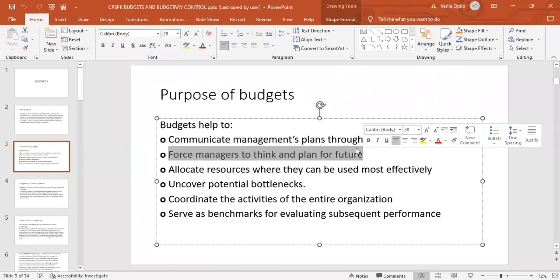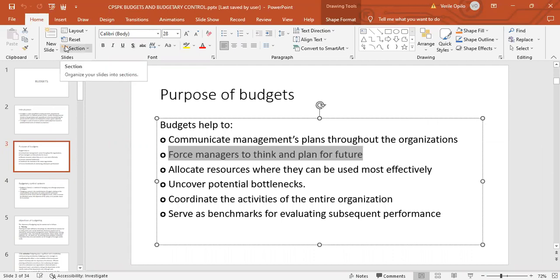Then we also have that budgets force managers to think and plan for the future. When you're creating a sales budget, you're thinking we want to produce 1,000 units or 10,000 units. How are we going to achieve that? We want to sell 100,000 units. How will you achieve that? You don't just have an increase in your sales without making an effort for your business.